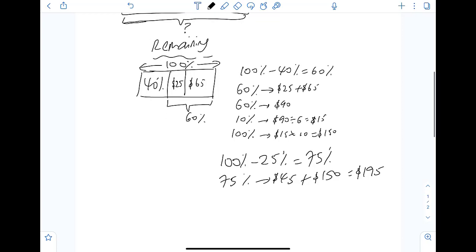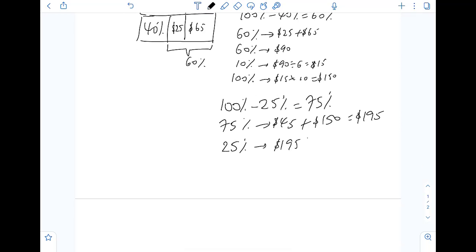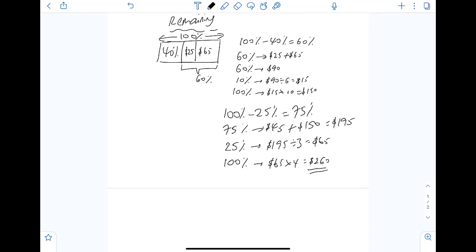Okay, we can go to 25%, divide by 3, over here divide by 3 as well. $65. Okay, so then we can jump to 100%, times 4, times 4. Final answer, $260 was what she had at first.